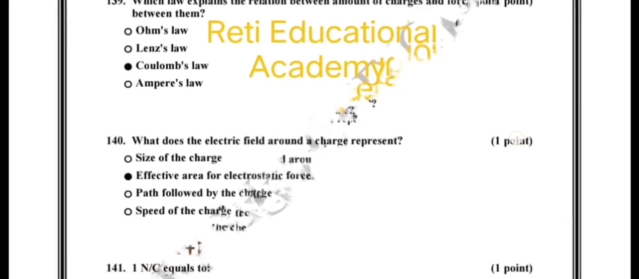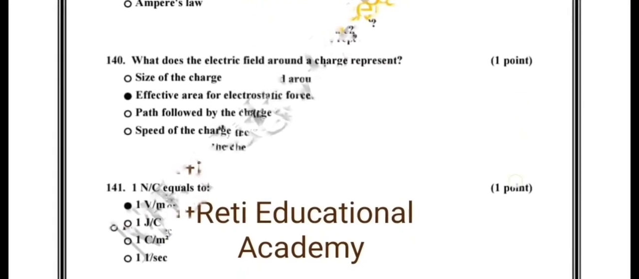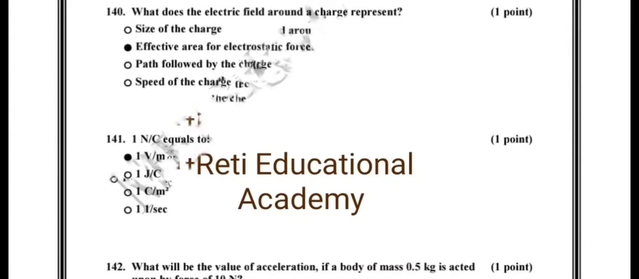Question number 140. What does the electric field around a charge represent? And the correct option is effective area of electrostatic force. Question number 141. 1 N/C equals to, and the correct answer is 1 V/m.